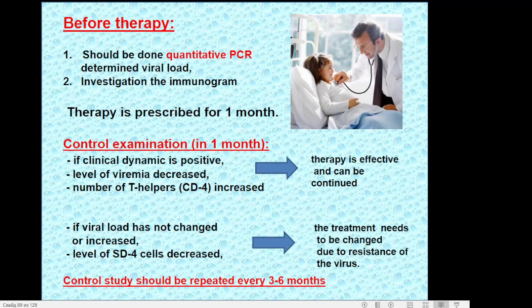Before therapy, qualitative PCR must be done and it is necessary to check the immunogram. First of all, check the level of CD4 cells. If CD4 cells are low, then it is necessary to start therapy. If CD4 cells are high and the quantity of virus is low, it is not necessary to start this therapy. For starting therapy, usually the quantity of CD4 cells is less than 300 in Western Europe, and in poor countries less than 200 per microliter.